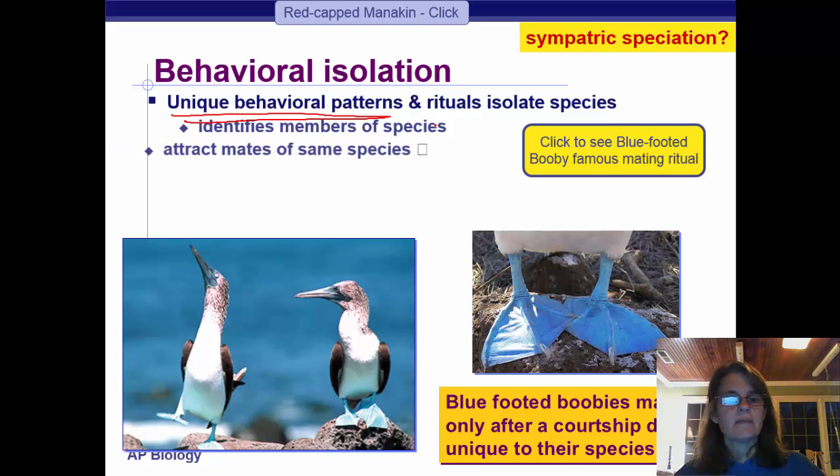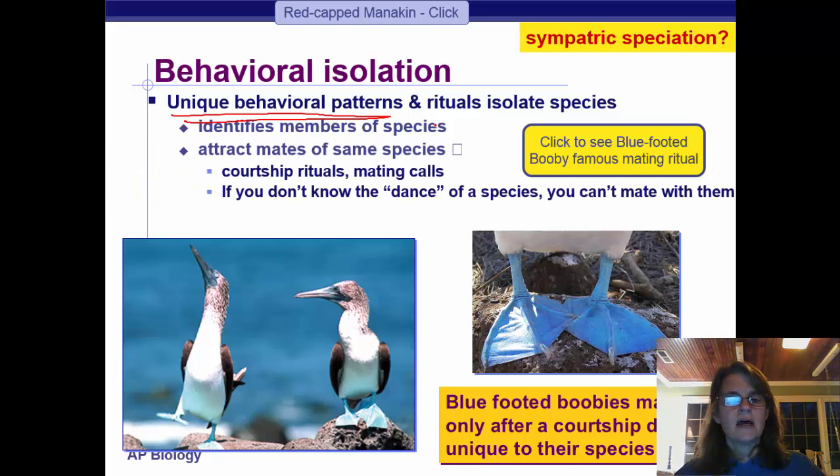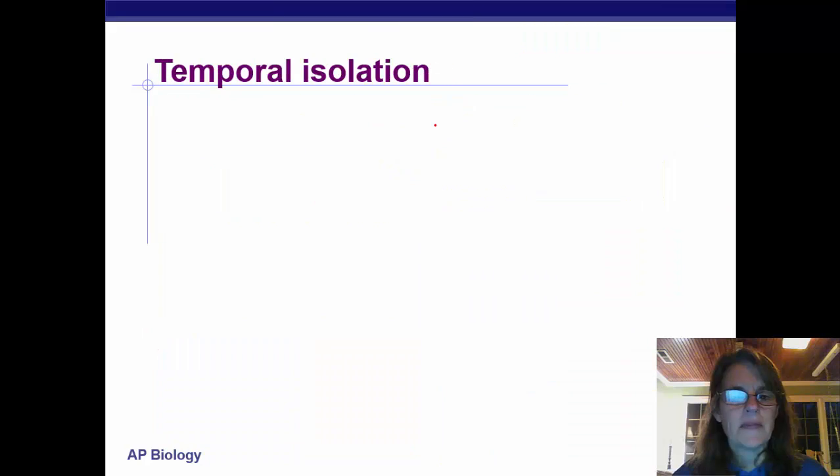So it identifies members of species, attracts mates, courtship rituals, and all that. And maybe we'll look at a few of these in class. Okay? But that also leads to reproductive isolation. If you have the PowerPoint, you can also click on some of those links.